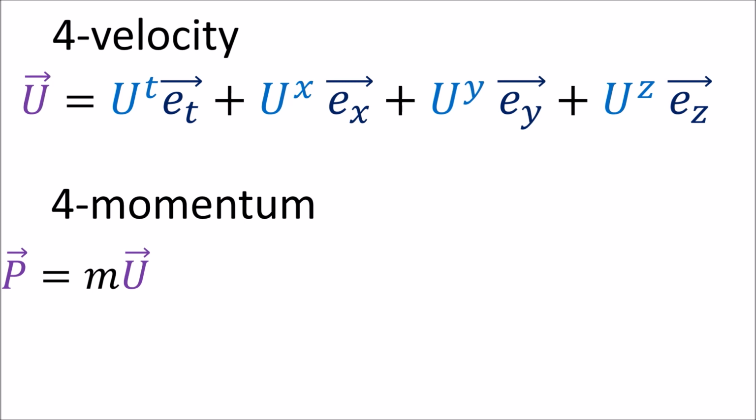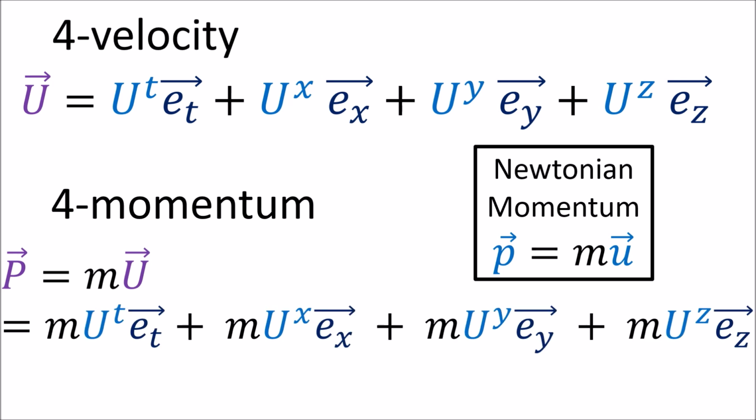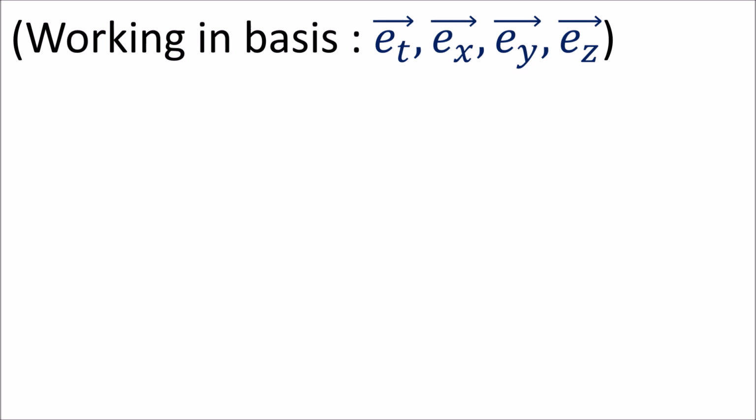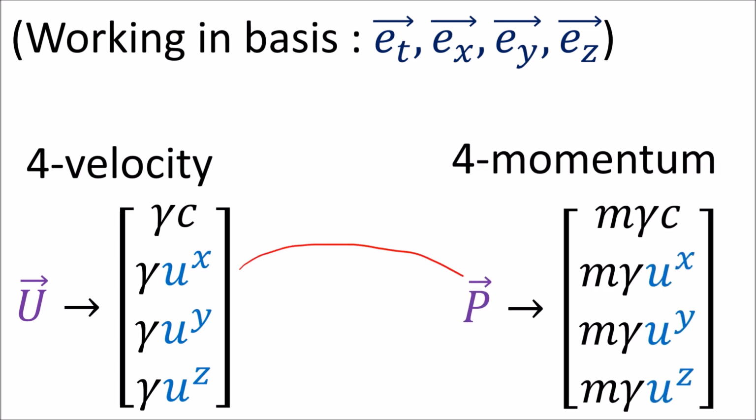vector big U. This is similar to the definition in Newtonian physics, where 3-momentum equals mass times 3-velocity small u. If we expand the 4-velocity big U, we can see the 4-momentum big P written in a basis with components. So in some basis ET, EX, EY, EZ, the components of the 4-velocity look like this. And to get the components of the 4-momentum, we just multiply by the mass m.